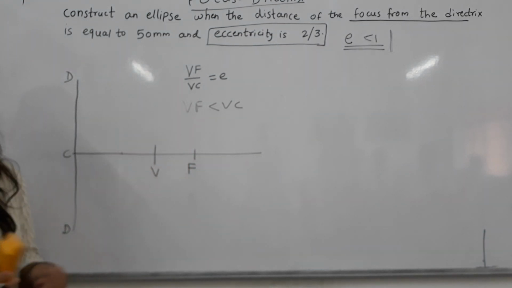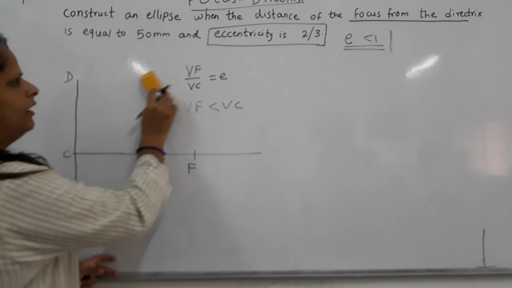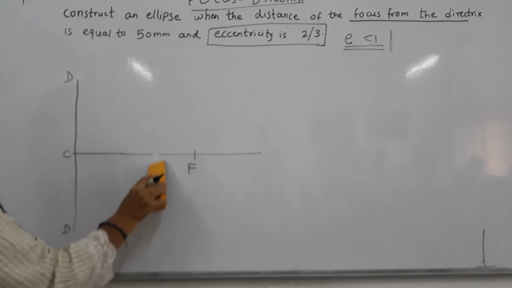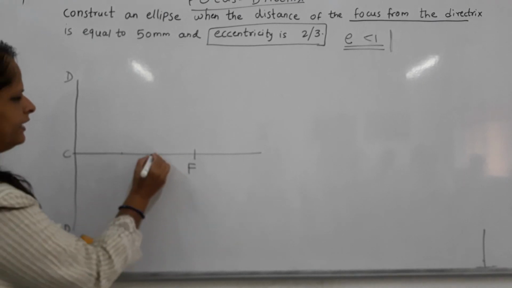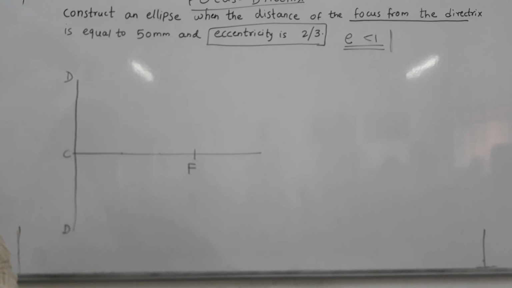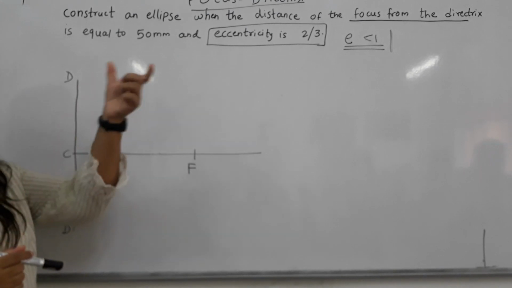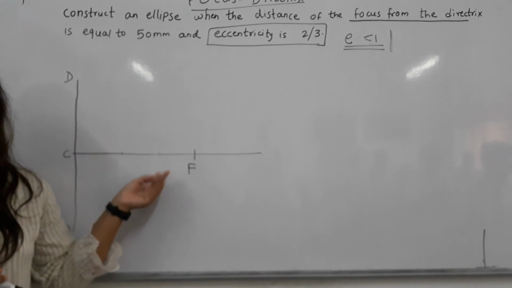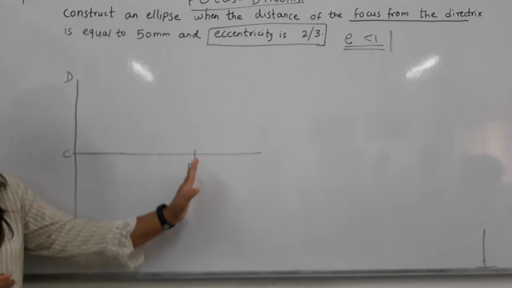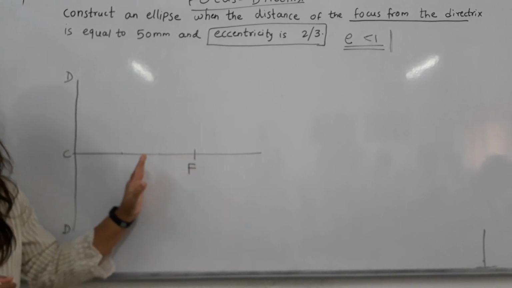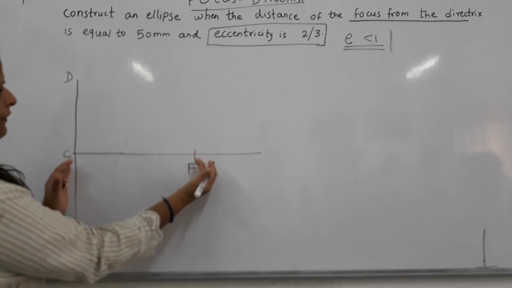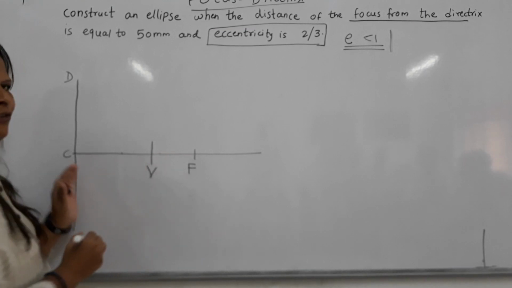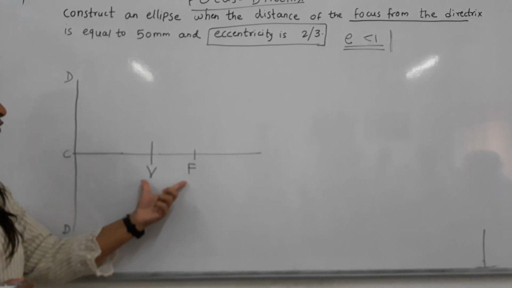Now we will start with the construction. How to do the construction? They have given the eccentricity 2 by 3. So I have located 2 by 3 here. If the eccentricity is 2 by 3, it means 2 parts upon 3 parts. So this is a line of 50 mm. So for 2 by 3, we have to locate V at a distance of 20 mm from F. So this is 50 mm. At a distance of 20 mm we will locate V. Have you understood this? So this is 2 by 3.